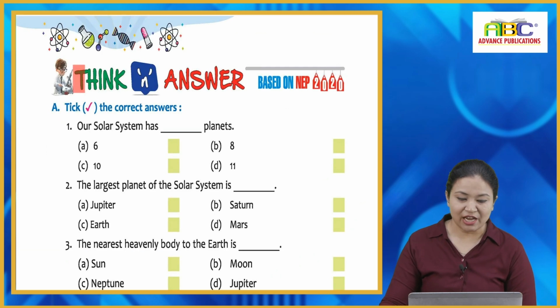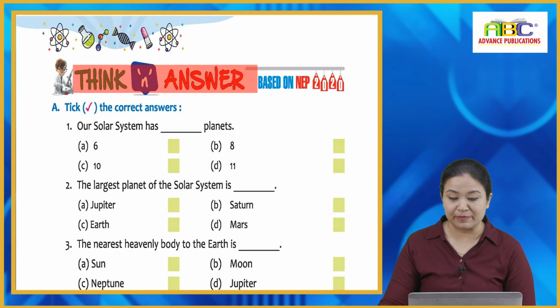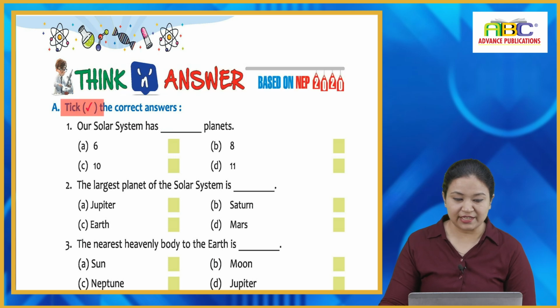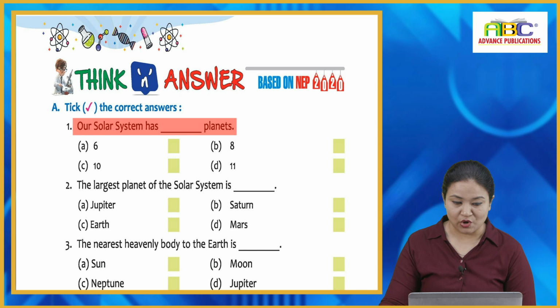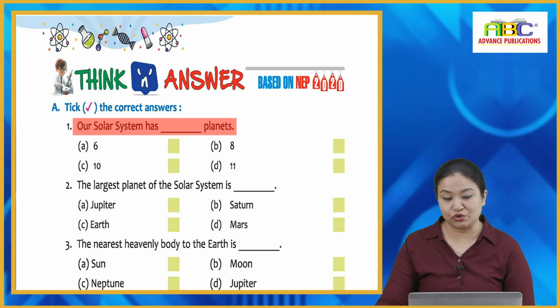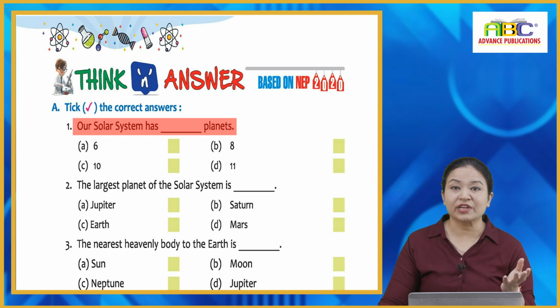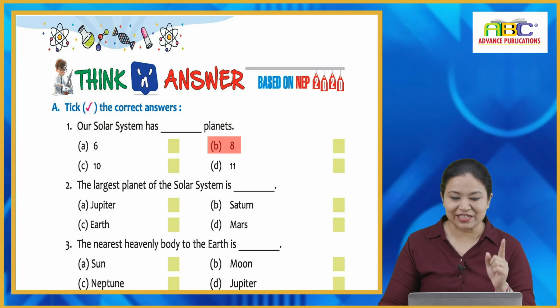Now think and answer. Take the correct answer. Our solar system has dash planets. Option A 6, option B 8, option C 10 and D 11. So there are how many? 8 planets. You guessed it right. So you will write 8 here.